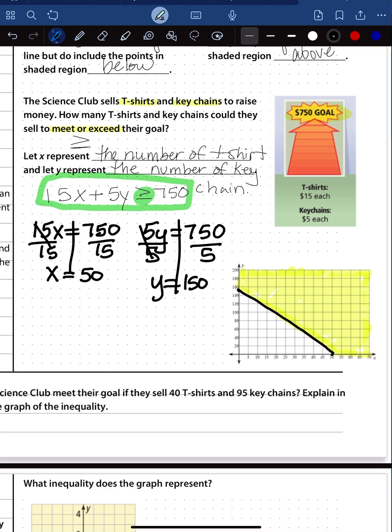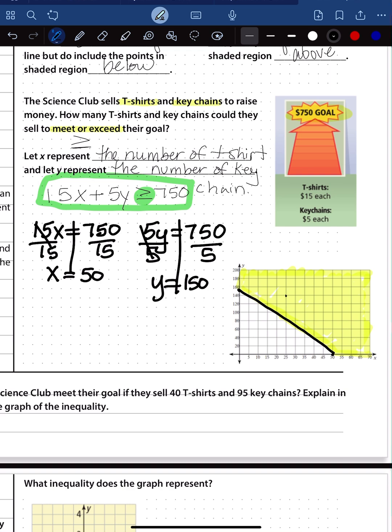Let's say they have sold 25 t-shirts and 140 keychains. They will have met or exceeded the goal because this is in the shaded area above the line. But if they sell 25 t-shirts and 40 keychains, since this point is below the line, we would know that they have not met the goal.